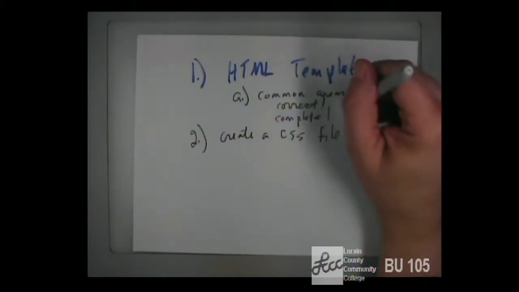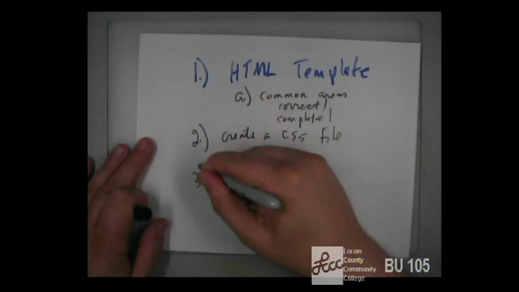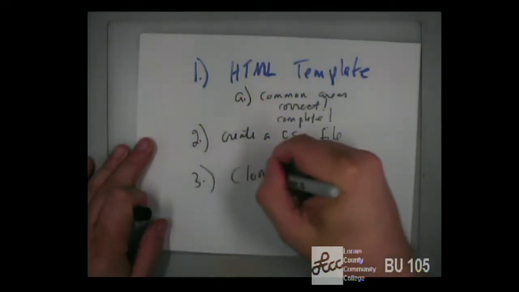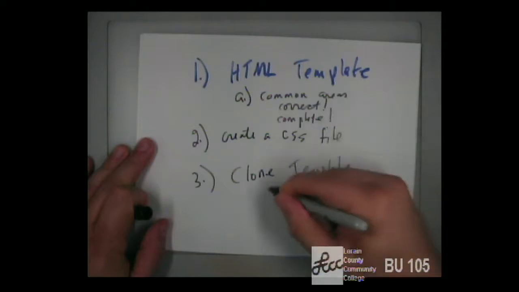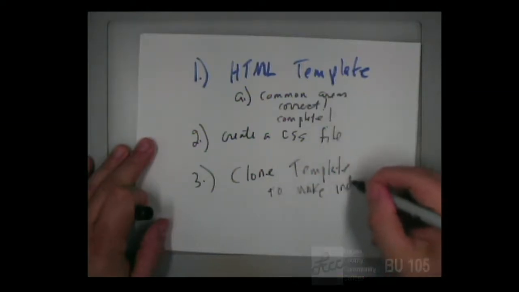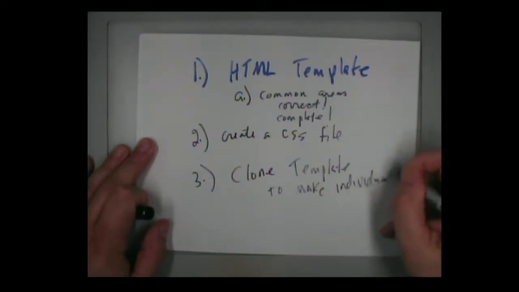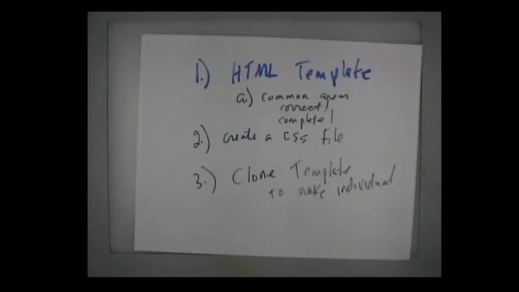So after I do that, I'm going to clone the individual pages. I'm going to clone the template to make individual pages. And again, for your assignment, for your design, you're supposed to have 3 prototype pages. So you don't have to create all the pages, just 3, enough so that someone looking at the site gets an idea of how the site works.